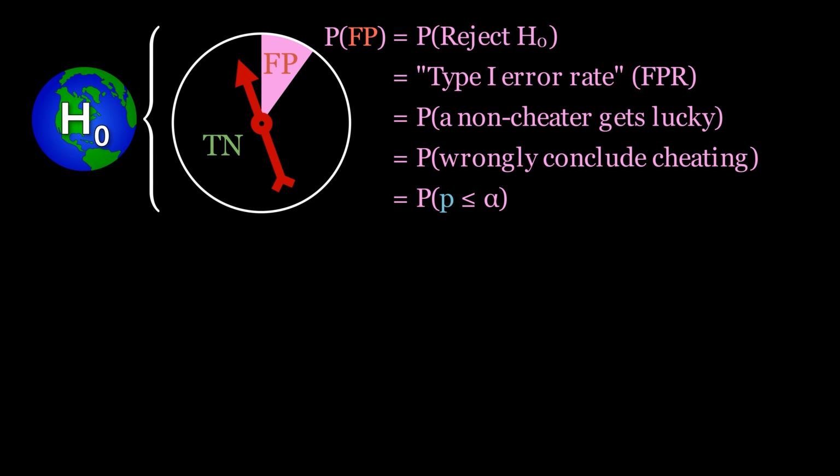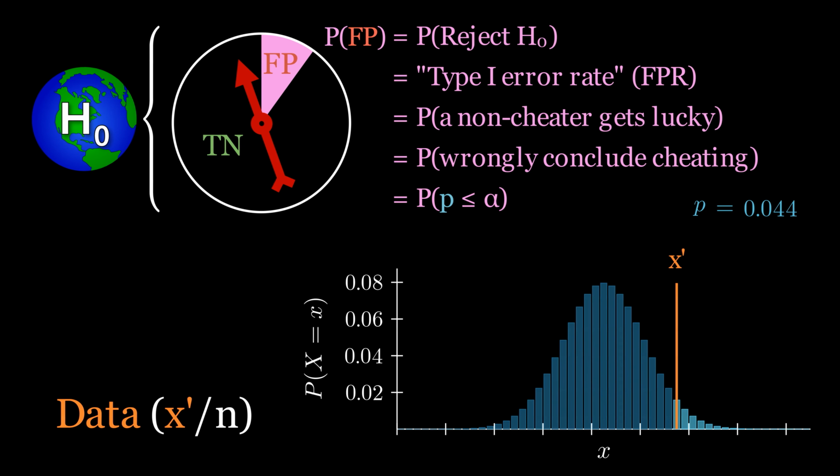So what we want to know is the probability that p is less than alpha when the null hypothesis is true. How can we determine this? First, let's let x prime represent the number of rods that our friend gets out of n blazes. Remember that the p-value is the probability of getting at least x prime rods, so the p-value is the probability to the right of this line in our probability distribution.